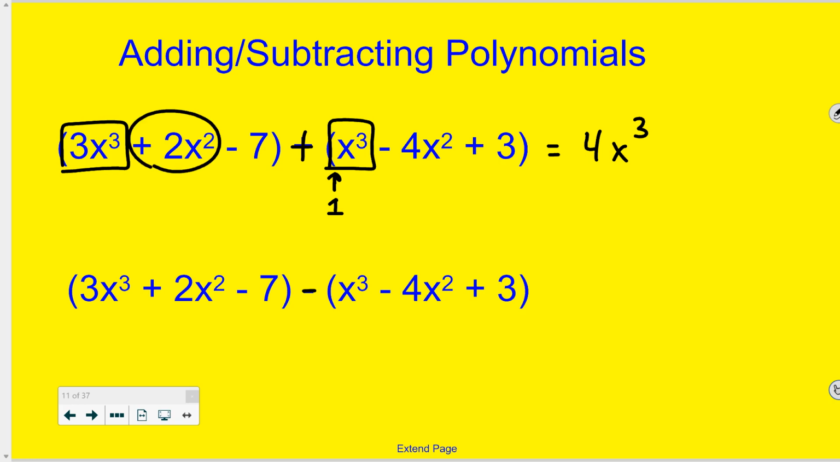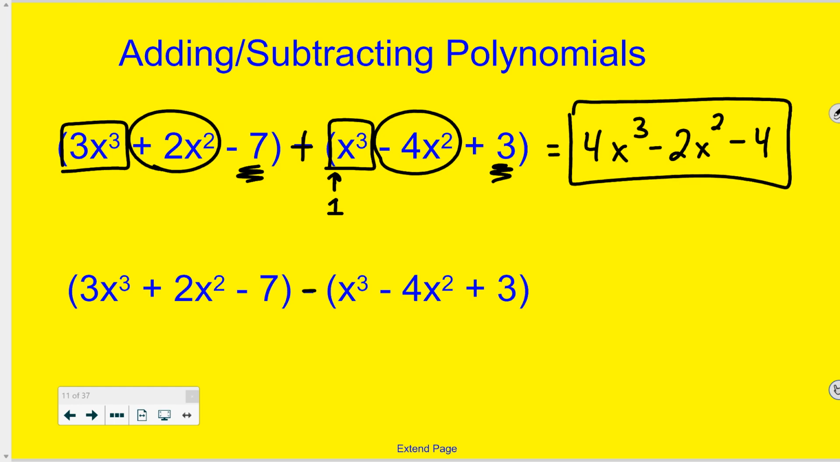Then I'm looking at positive 2x to the second, negative 4x to the second. So 2 subtracting 4, I'm going to be left with negative 2x to the second in there. And the constant, negative 7, positive 3. It doesn't look like there's an x term here, so you could choose to put plus 0x, or you could ignore it. Subtracting those gets me to negative 4. Bing, bang, boom, done. That's it.